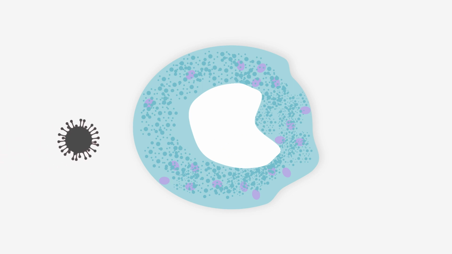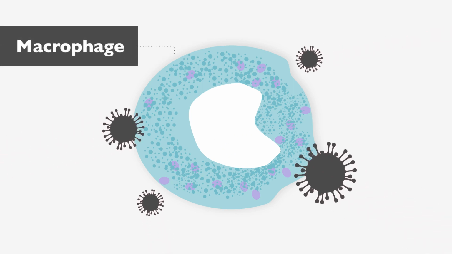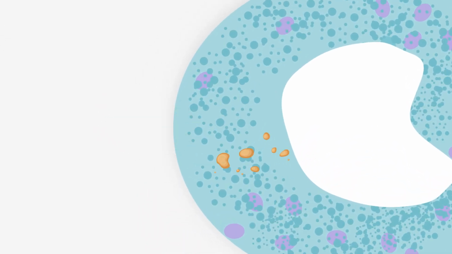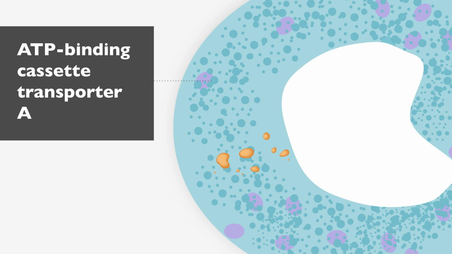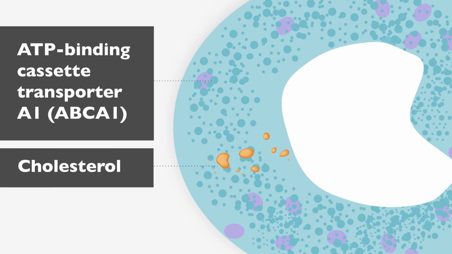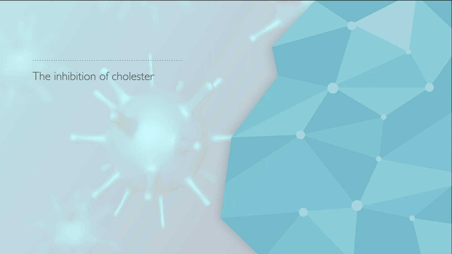They discovered that the virus inhibits a cholesterol transporter protein in macrophages, a type of white blood cell in the immune system. This transporter is called ATP binding cassette transporter A1, ABCA1, and when it is prevented from functioning normally, cholesterol cannot leave the macrophage cell. The inhibition of cholesterol efflux is a condition previously documented as causing high atherosclerosis risk.